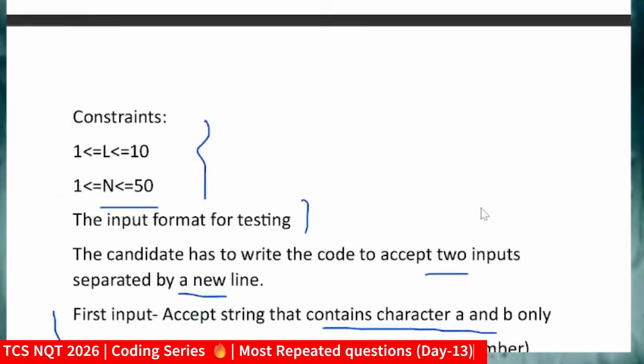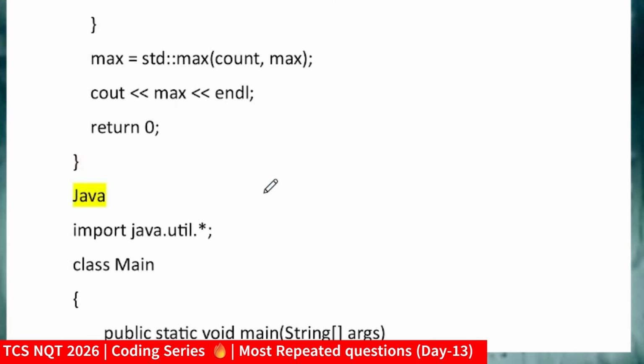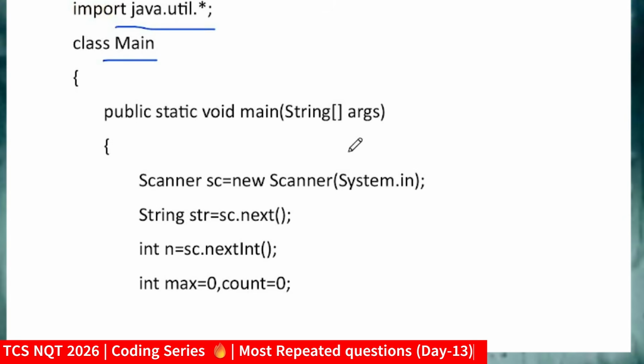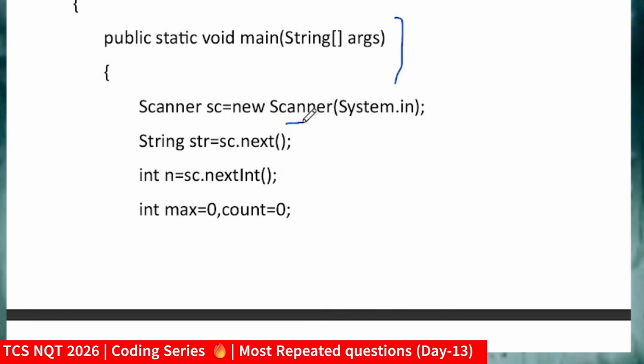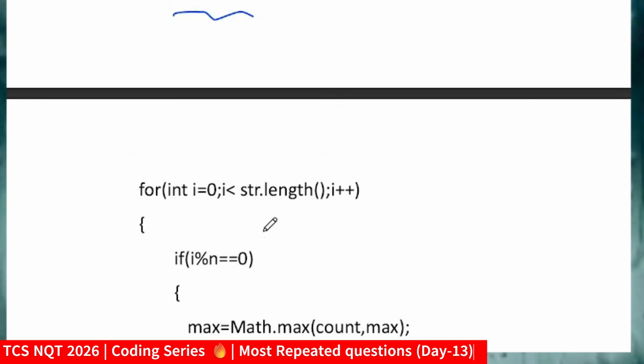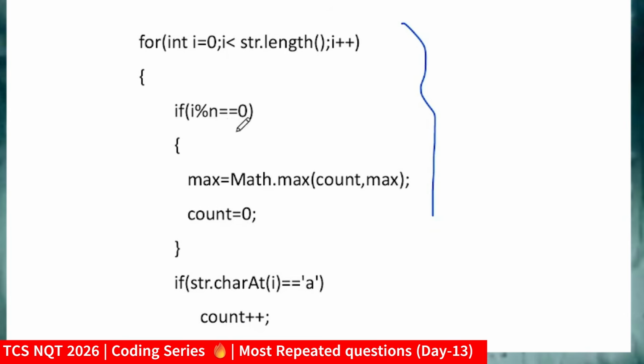Let me move to the Java solution. So what I'm trying to do here for the Java is the same thing. I will include the import java.util.Scanner for the sake of taking input, declaring the main function, public static void main, taking the input string as well as integer. So String str equal to st.next and int n equal to st.nextInt. And same thing, declaring two variables max and count, and I will traverse the loop through the string and check that if i mod n equal to 0, then max equal to Math.max of max, count, and then I will reset count equal to 0.